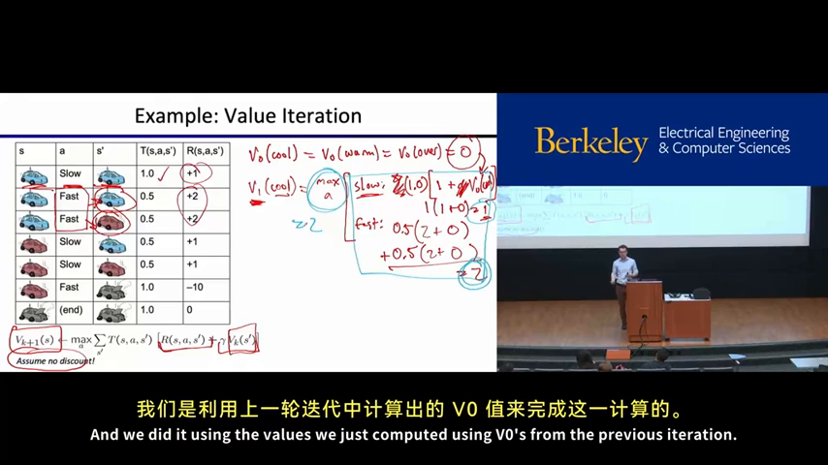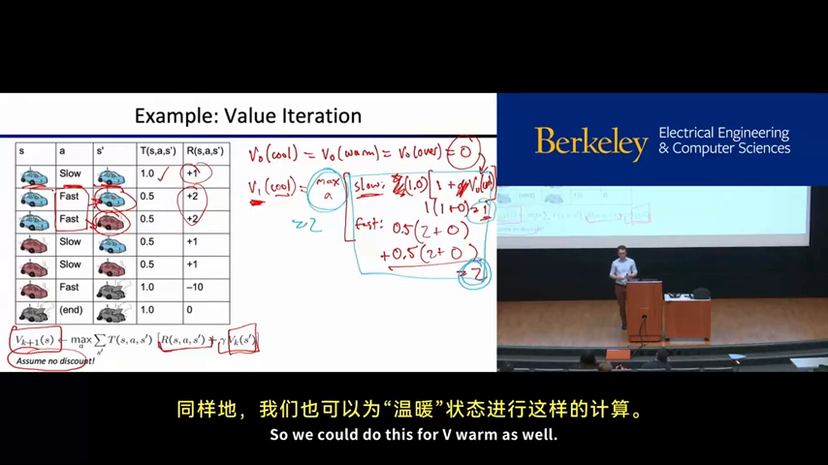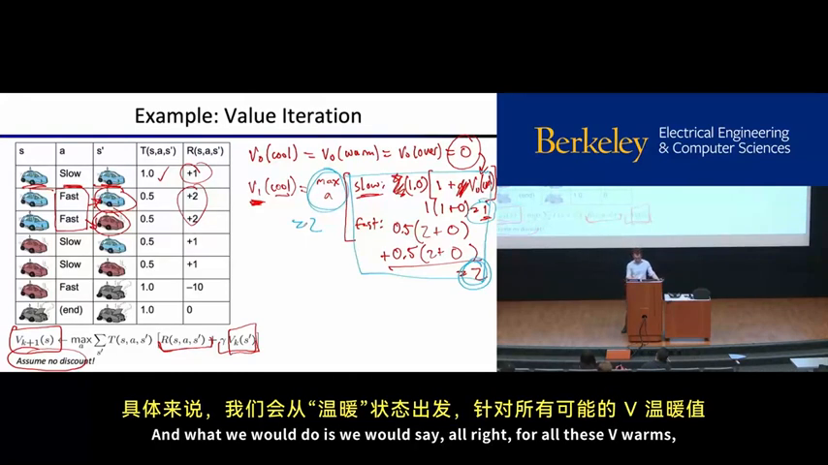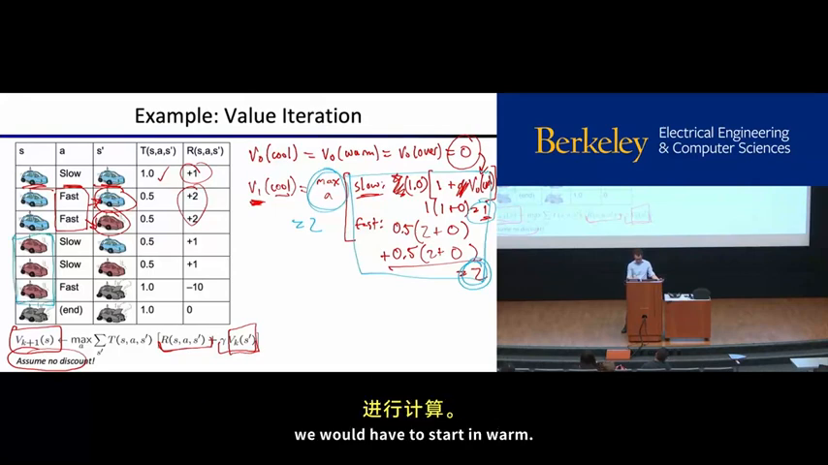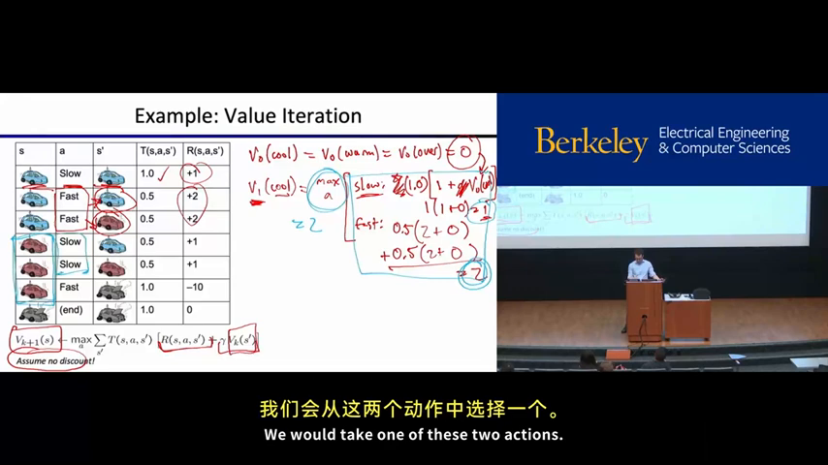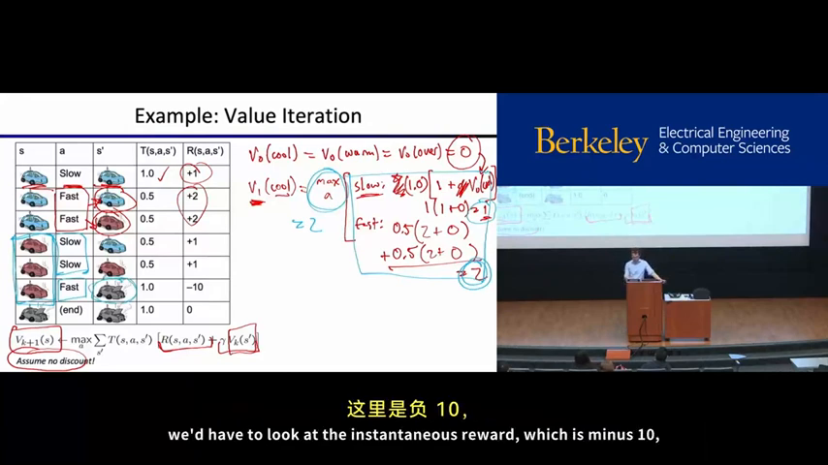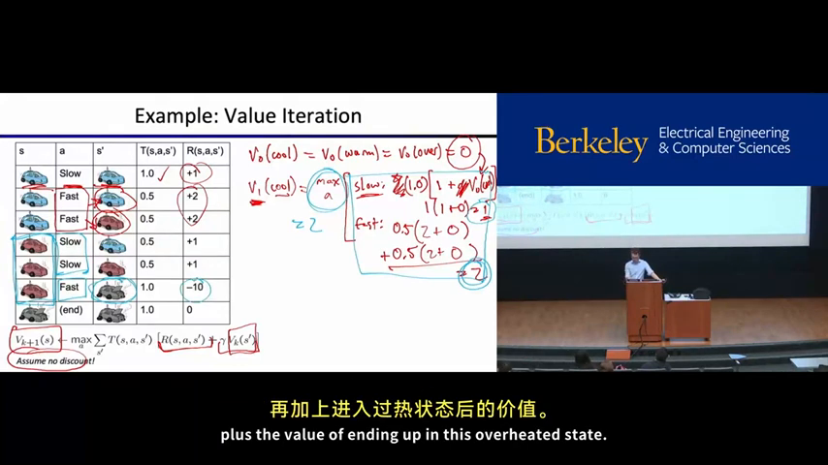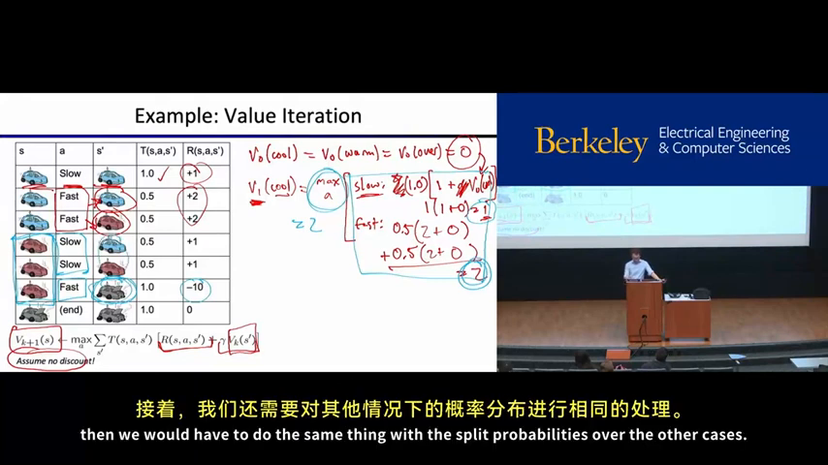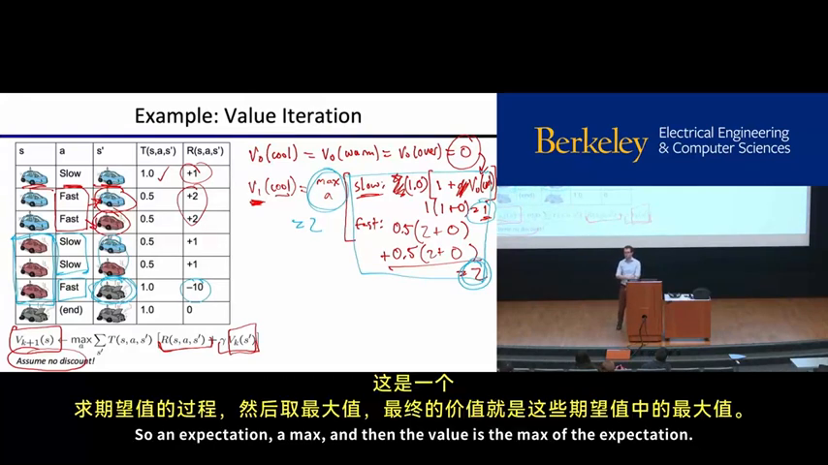And we did it using the V0 values from the previous iteration. Okay? So we could do this for V warm as well. And what we would do is we would say, all right, for all these V warms, we would have to start in warm. We would take one of these two actions. Here's slow, here's fast. In the fast case, we'd have to look at the instantaneous reward, which is minus 10, plus the value of ending up in this overheated state. And then we would have to do the same thing with the split probabilities over the other cases. So an expectation, a max, and then the value is the max of the expectation.